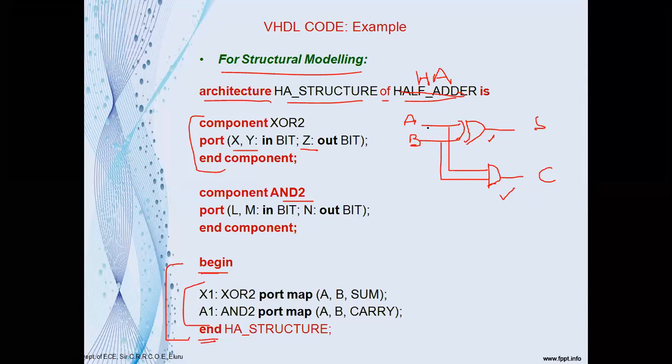And now the same A and B inputs are given as inputs to the AND gate also. So now the output of the exclusive OR gate is sum and the output of the AND gate is carry. So now, what we just described, we will implement here with component instantiations.